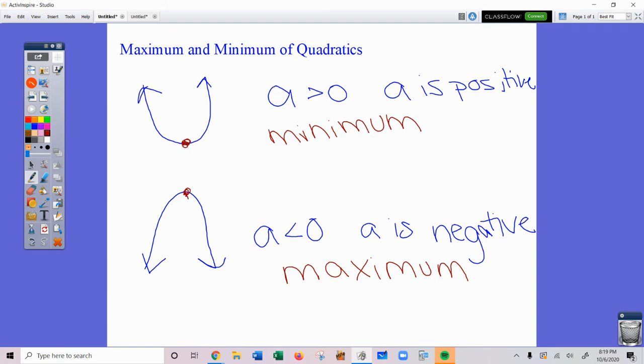Now, regardless of whether we are talking about a minimum or a maximum, that high point or low point on the quadratic, on that parabola, is called the vertex. That vertex is the very middle of that parabola. So it's either the maximum or the minimum, depending on which way the parabola opens.